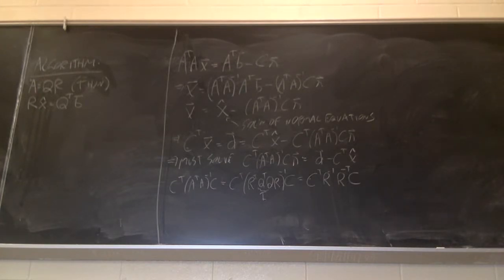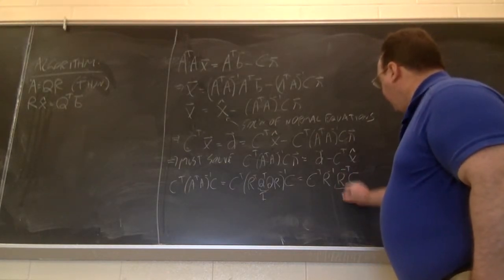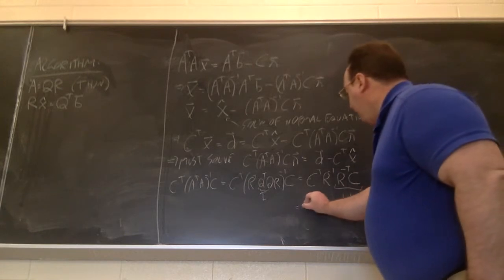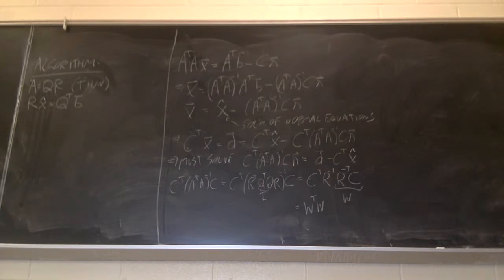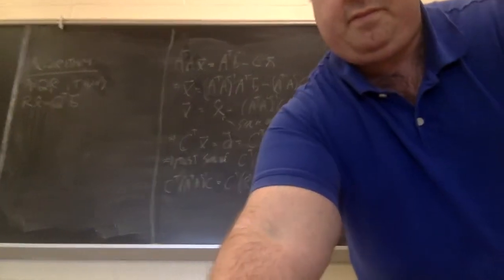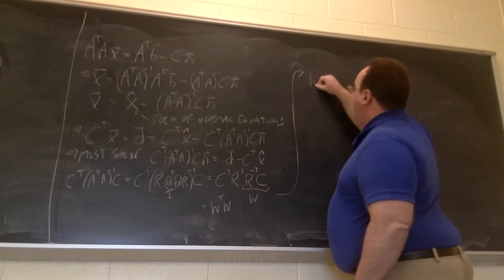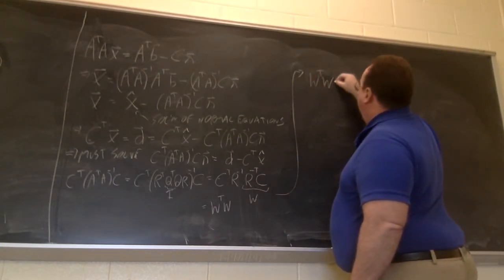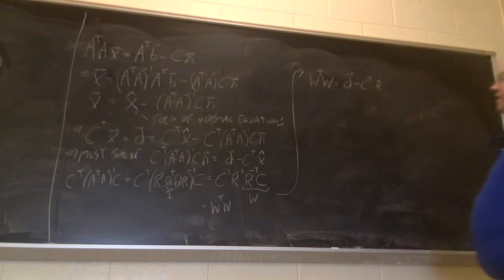So now this matrix here, R inverse transpose C, I'm going to call that W. So now this whole thing is equal to W transpose W. So now I've transformed the system I need to solve into this system. So now we have W transpose W lambda is equal to this right-hand side that I have. Okay.